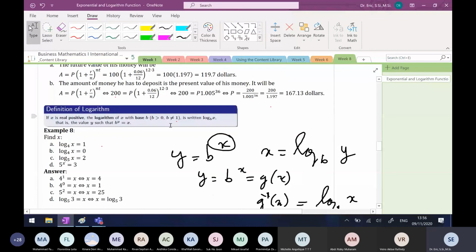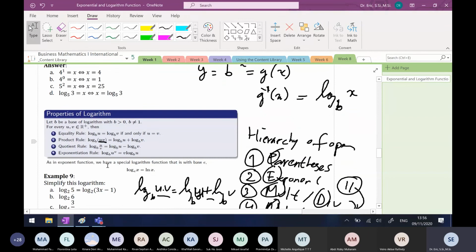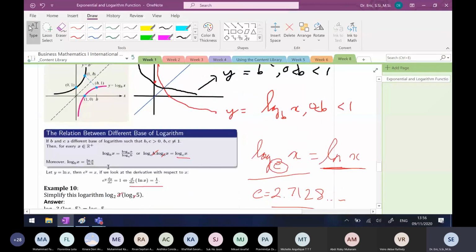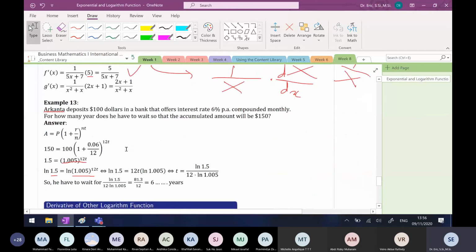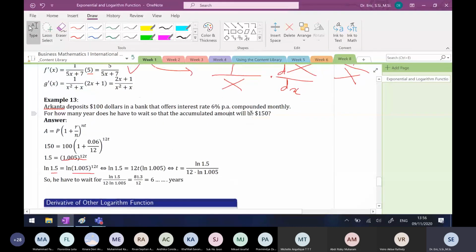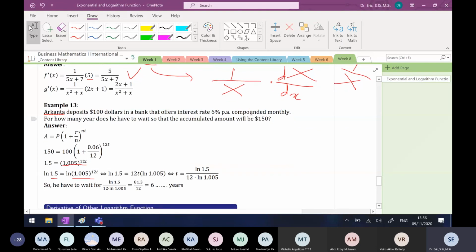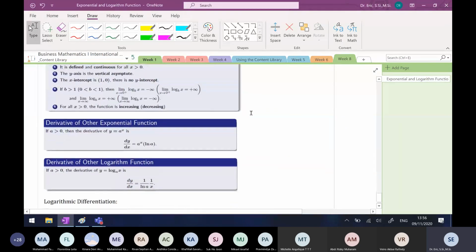It is just the inverse of exponentiation. And if you have the logarithm here, how do I find the exponent? Just use the logarithm. So it's just an inverse function. So you have this one. These are the properties, the relation between bases, the derivative, and the application is on finding how many years such that it reaches some accumulated amount. So do you have any question from here? Next time, we will talk about the derivative of other logarithm functions and the derivative of other exponent functions and their application.